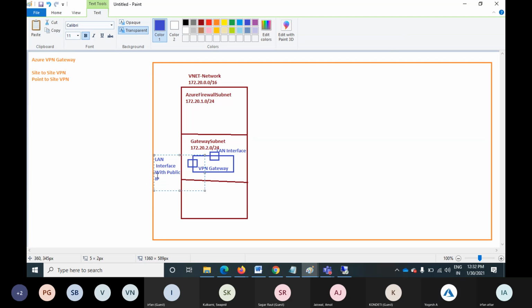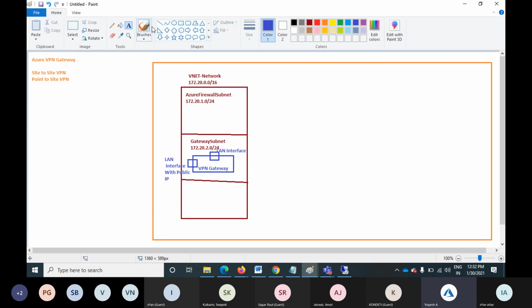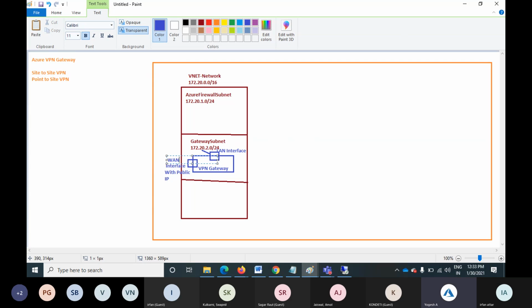Okay, so that is the WAN interface, and this is a LAN interface. Your LAN interface is connected with the backend subnet, and that subnet is nothing but 172.22.0.0/24. And this is a front end interface. This is a WAN interface, not LAN.